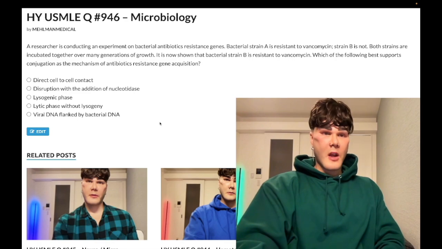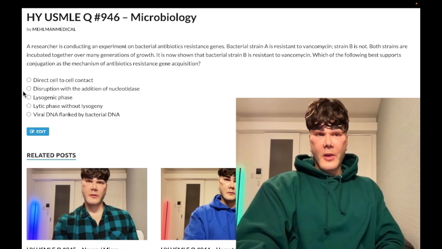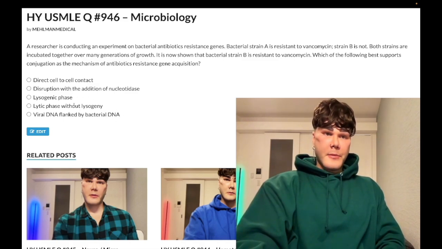Choice E, viral DNA flanked by bacterial DNA. Wrong answer. And we know it's wrong because, as I just harped on, this is specialized transduction. It's the same thing. So if you knew that C and E are the same, then you could eliminate them in this case. Wrong answer.